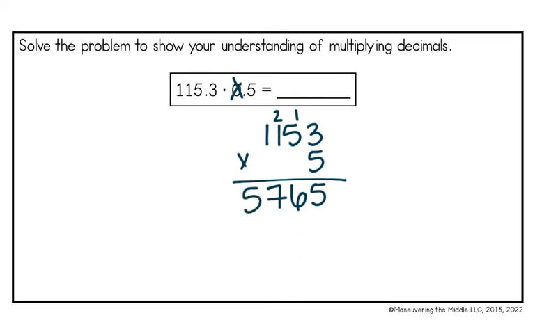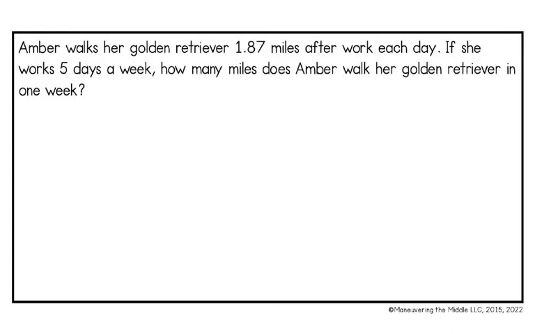Now our answer isn't 5,765. We got to go back in and put in our decimal. So in 115.3, there was one digit. In 0.5, there's one digit. So I need to move my decimal 2 places to the left. So our answer is 57.65. Now we're going to move on to a couple story problems.